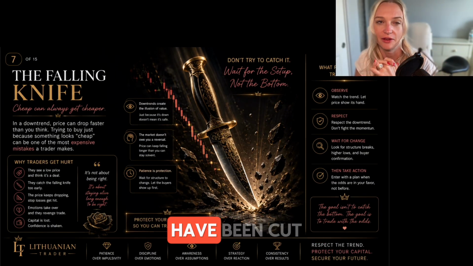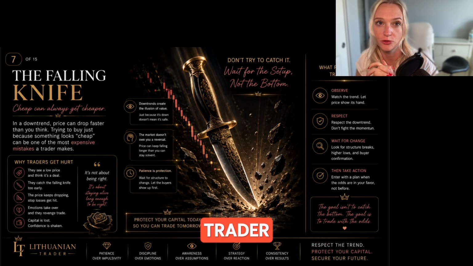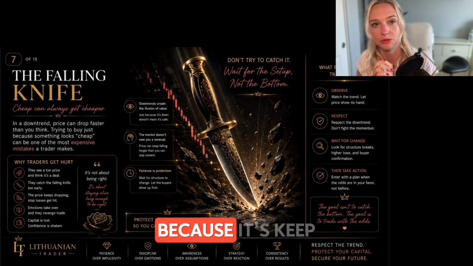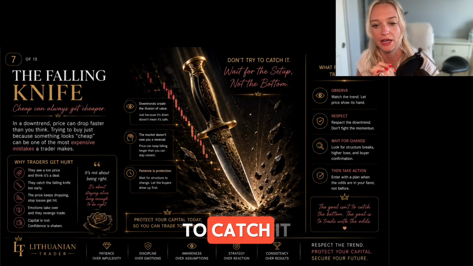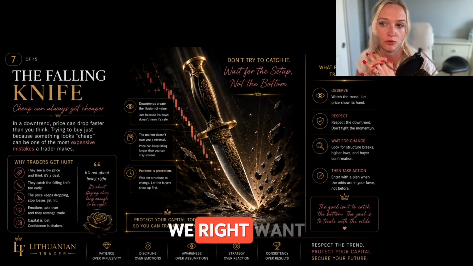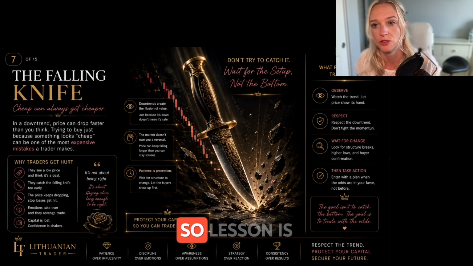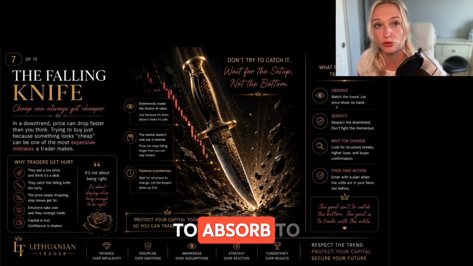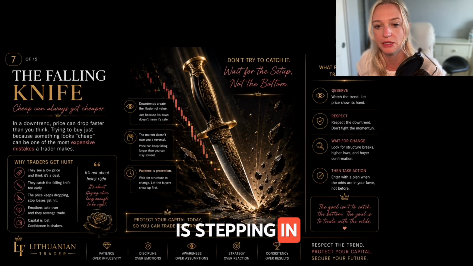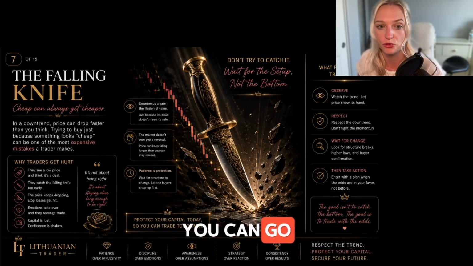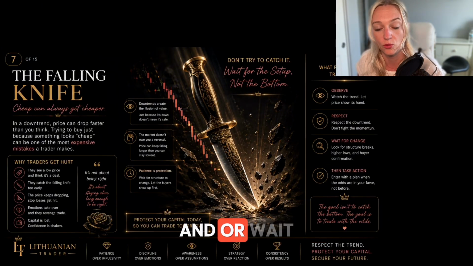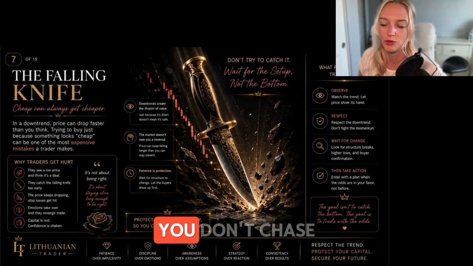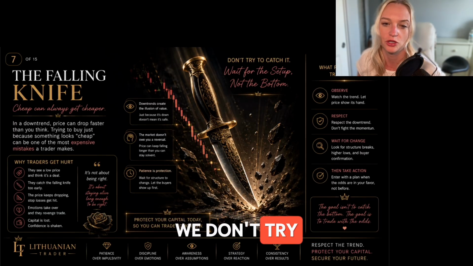Falling knives. I have been cut by falling knives, and being a reversal trader, it's really hard not to, right? Because it keeps falling and keeps falling. We try not to catch it. We try to find the right support. We want to enter where the rest of the buyers are. So the lesson is to absorb when the trend is over, when the buyers are stepping in, or if it still keeps falling, you can go short and join them. You can definitely join them or wait it out till the bottom. You don't chase. We don't chase. We don't try to keep catching it.